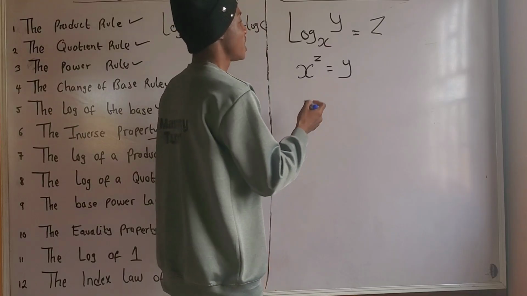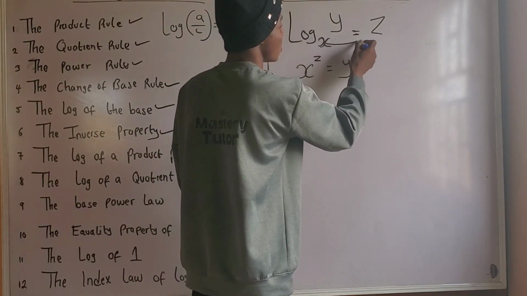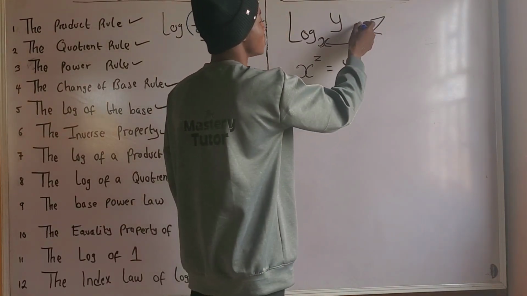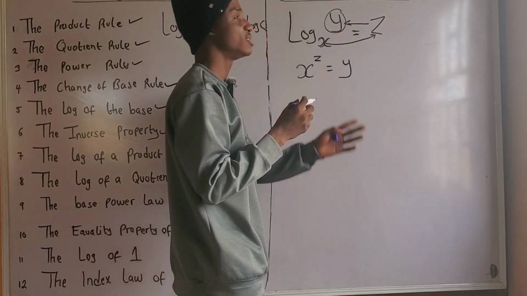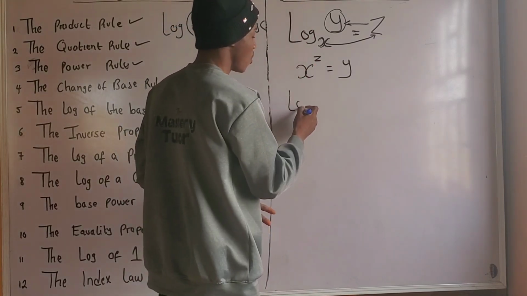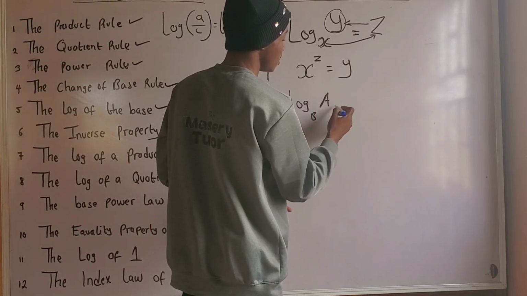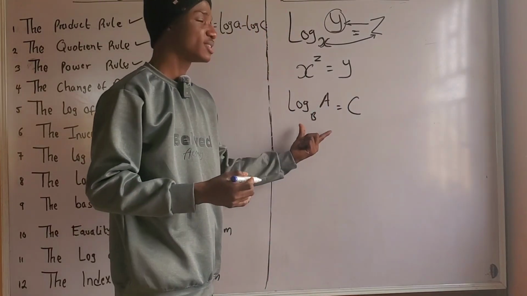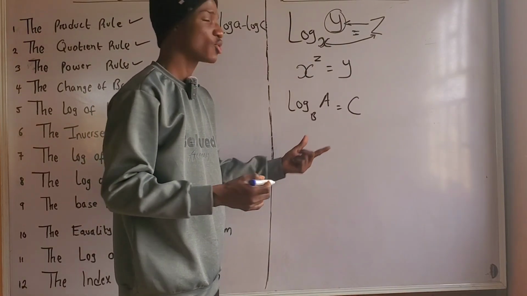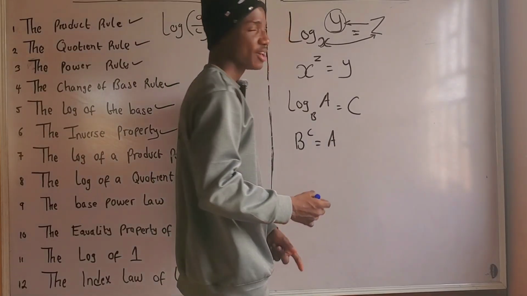Okay? So let's say you have log y base x. This base that you see here will carry what you have here, and you are going to equate it to what you have here. That is what this law is all about. So that means if you have log A base b equals c, this is in logarithmic form. If you want to rewrite this in index form, you are going to have b raised to the power of c equals A. Are you getting it?